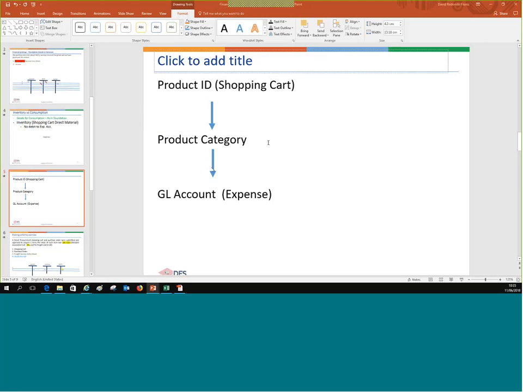Now, since we did the commission of Galileo, there are more than one GL for the product category. So you may have an expense account, or you may have a GL account of inventory. Okay, you may have an inventory account. So expense account will be starting with 7, while inventory account will be starting with 17.